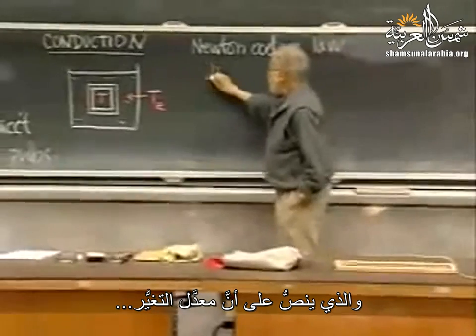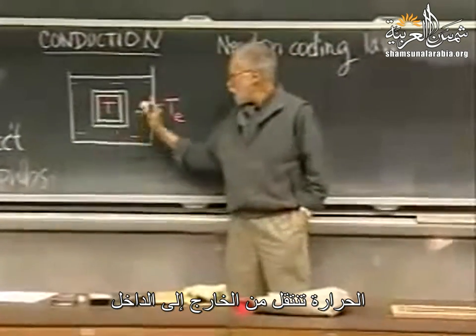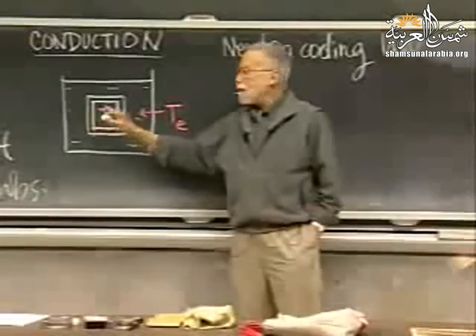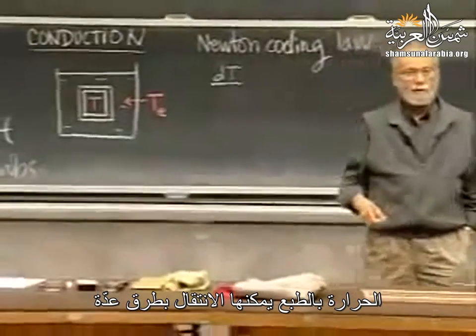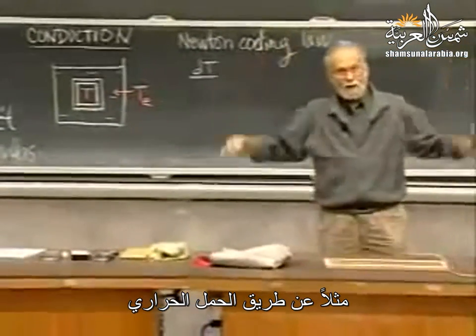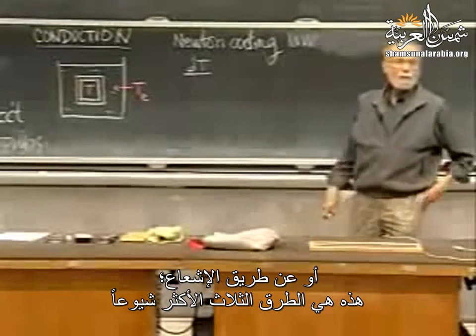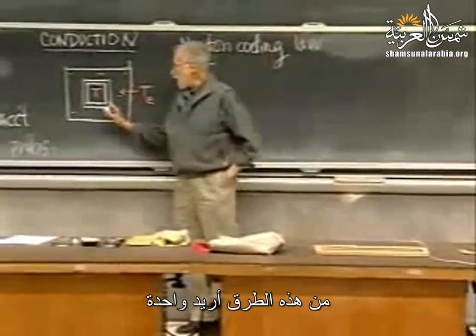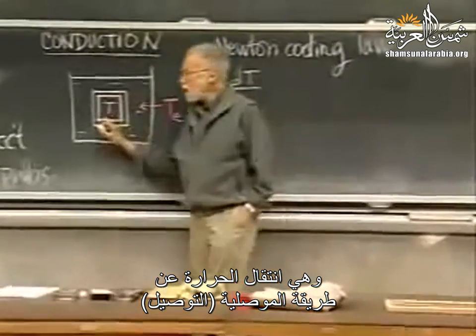Which says that the rate of change of the temperature, the heat goes from the outside to the inside by conduction only. Heat, of course, can travel in various ways: by convection, by conduction as here, or by radiation are the three most common. Of these, I only want one, namely transmission of heat by conduction.